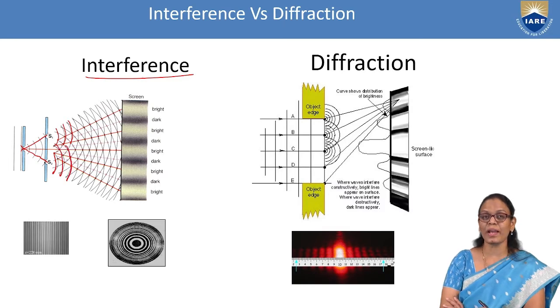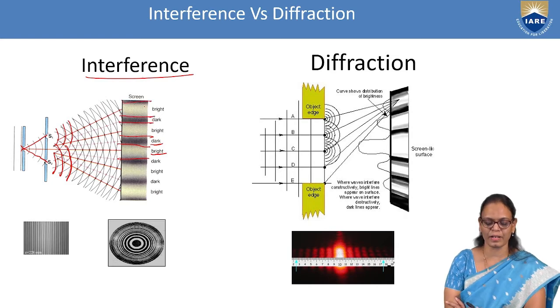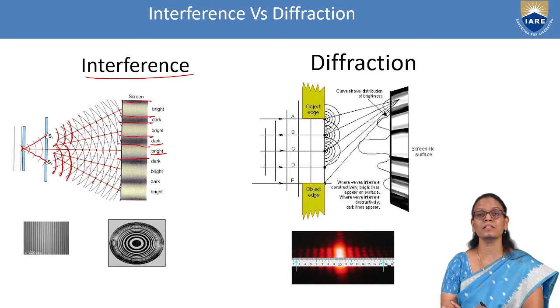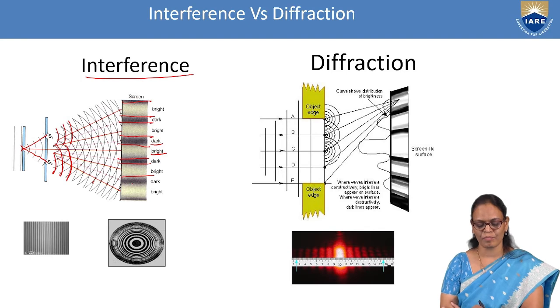Now, if these waves superimpose on each other and a crest falls on a crest, you have a bright band, and if a crest falls on a trough, you have a dark band. So you can see this is the bright band, this is the dark band, again a bright band, dark band, bright band, and so on. We get a bright band where they come in phase, and a dark band where they come out of phase. So here there are two sources sending out waves, and the waves from these two sources interfere with each other to give an interference pattern.